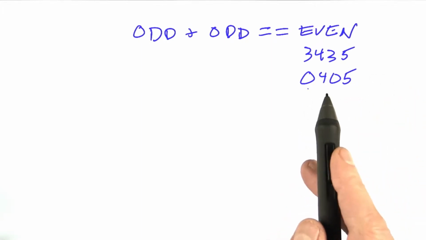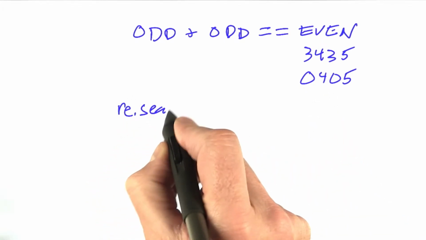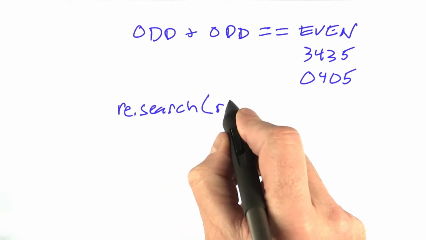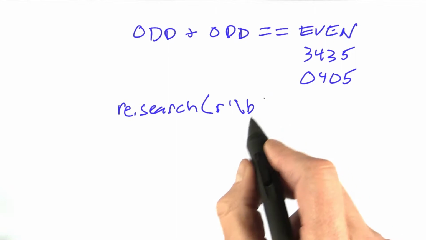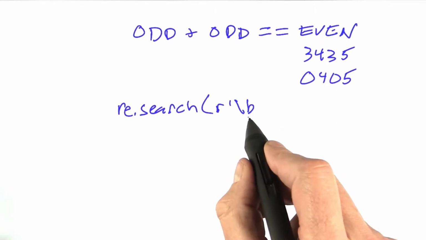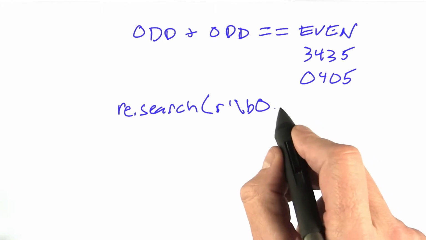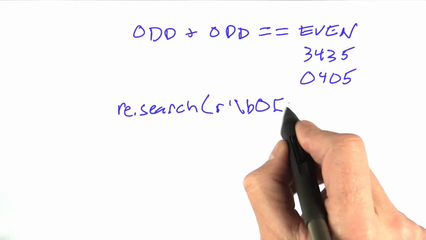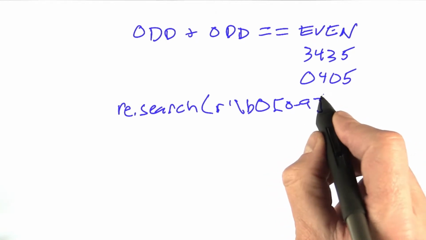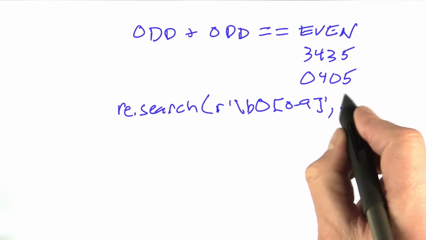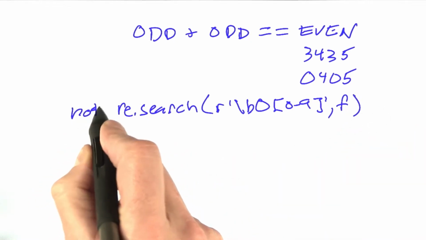So I excluded that. How did I do it? I did a regular expression search for the regular expression \b, which matches at a word boundary. B stands for boundary. And then I'm looking for a 0 followed by any digit 0 to 9. And I'm looking for that within f, and I want that to be not true.